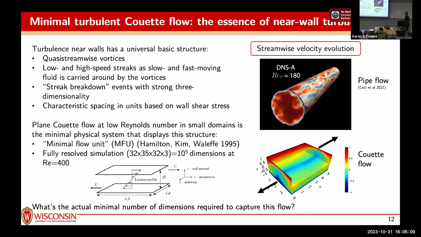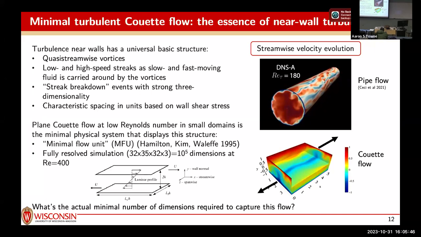Okay, so that basic structure and the length scales of it, those are essentially universal in wall bounded turbulence. I could have shown you a boundary layer, I could show you a channel, I could show you lots of different cases, and near the wall you see the same basic structure. So this flow here, this is really the minimal version of that structure. So this is just plain Couette flow, all right? And this is at a Reynolds number of 400 and periodic boundary conditions. This is the so-called minimal flow unit for turbulent Couette flow.